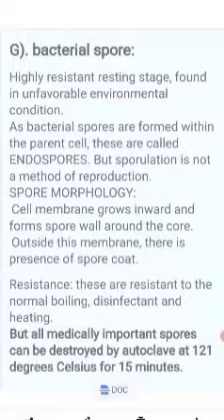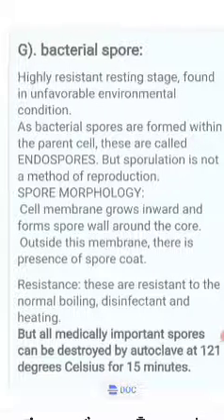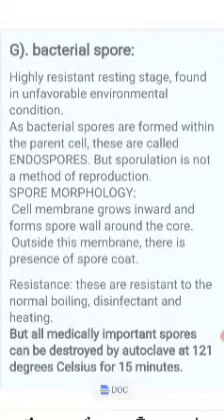Now comes the bacterial spore. Bacterial spores are a highly resistant resting stage found in unfavorable environmental conditions. This can be said to be a weapon to help them survive in really unfavorable conditions and to multiply in conditions where they can actually survive. Now, as bacterial spores are formed within the parent cell, these are called endospores. But sporulation is not a method of reproduction. The spore morphology is explained here.